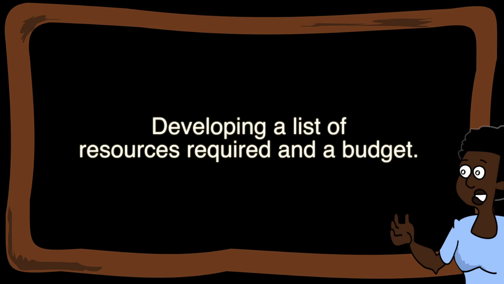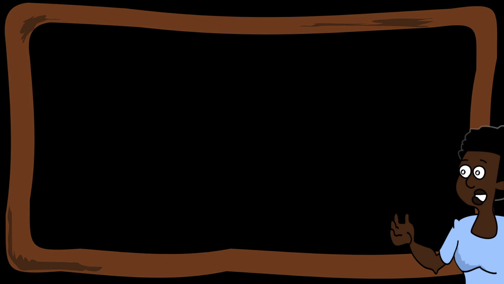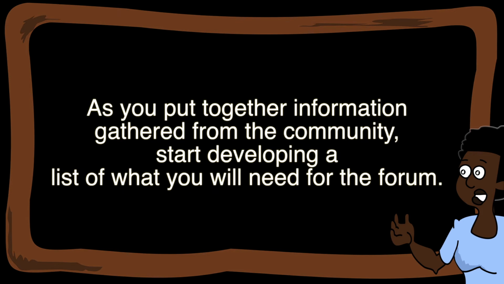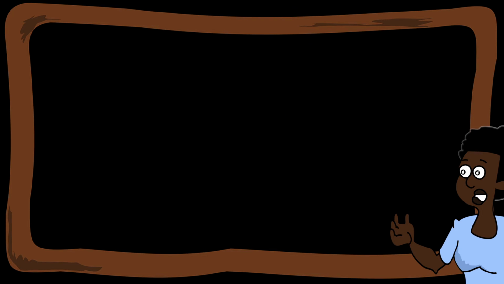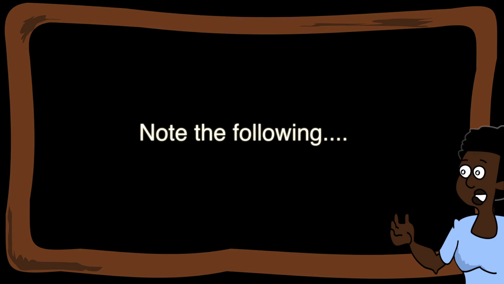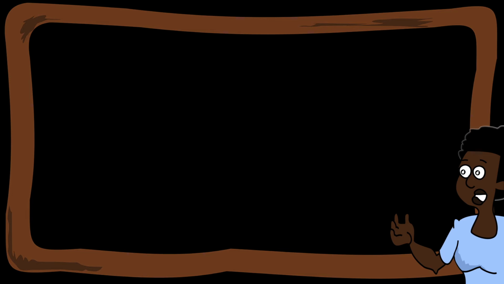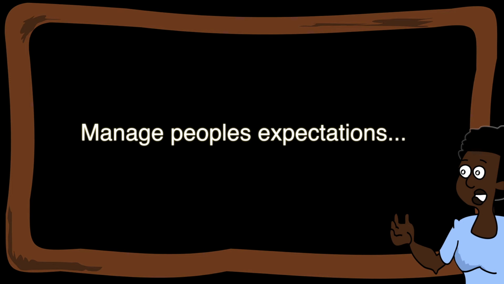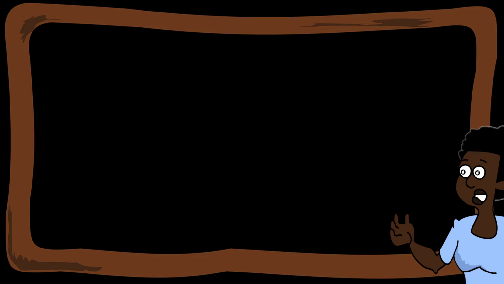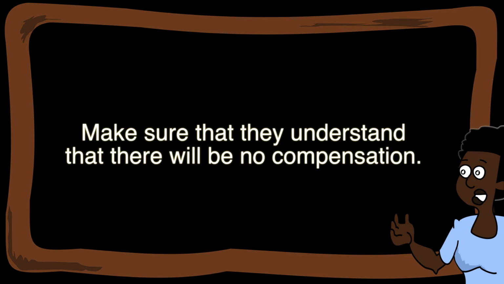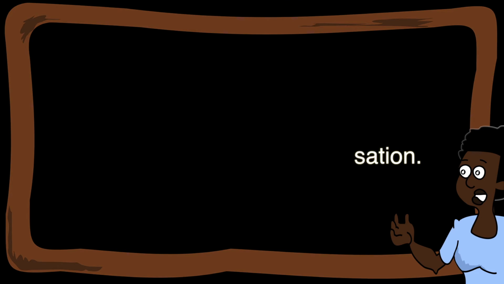Developing a list of resources required and a budget. As you put together information gathered from the community, start developing a list of what you will need for the forum. Note the following. When doing outreach in the community, make sure you manage people's expectations. Be very clear as to whether allowances or refreshments will be provided for everyone. If you do not plan to provide either of these, make sure the community residents and leaders understand that they will not be compensated for coming to the forum and that food and drink will not be provided.